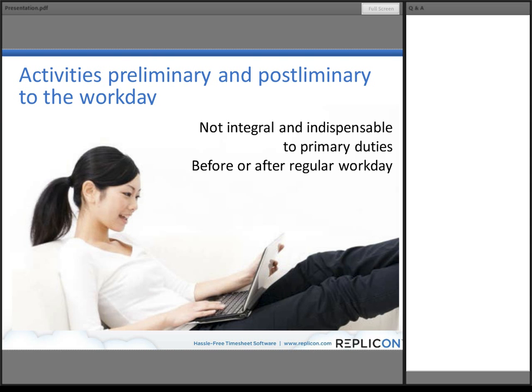Courts have, and I think each circuit court across the United States has a different idea of exactly what should be considered. One handy set of factors is whether the activity is required by the employer, whether the activity is necessary.